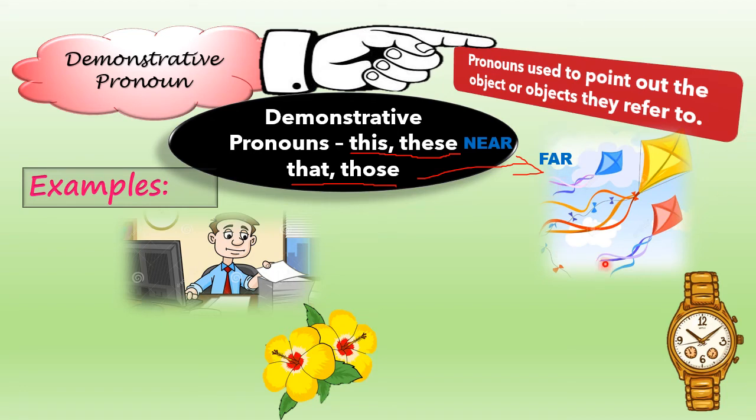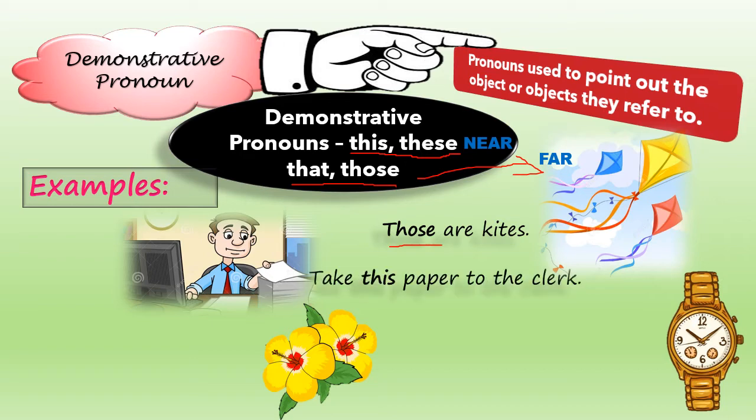Now, what you can see here in the picture, children, kites, where we generally see kites in the sky. So, they are at a distance, they are far away from us. So, those kites, those are kites. Those are kites in the sky because they are far away from us. Is it clear, children? And why not that? Why am I using those? Because they are more than one. They are in plural form. And when something is in plural form, we use those. Is it clear, children?